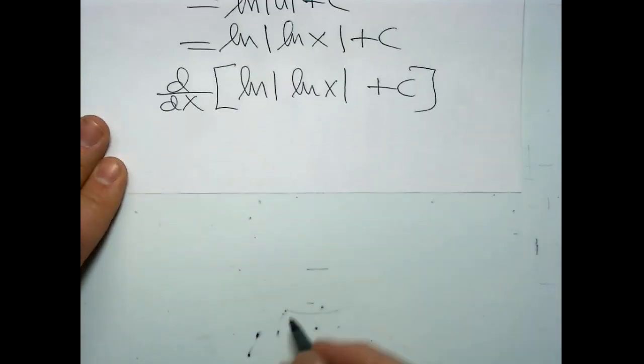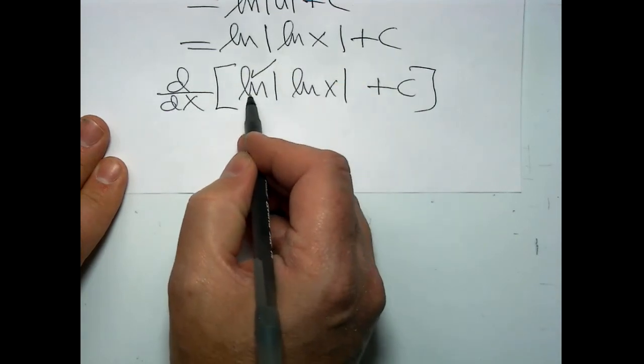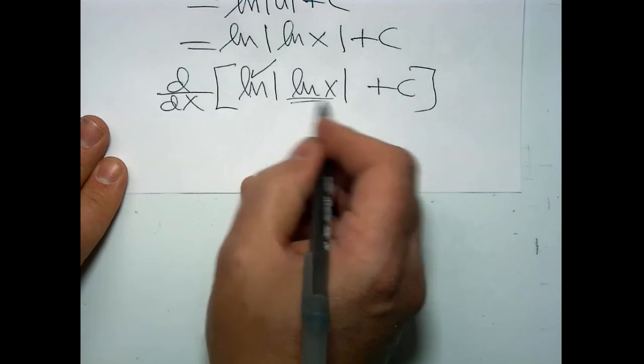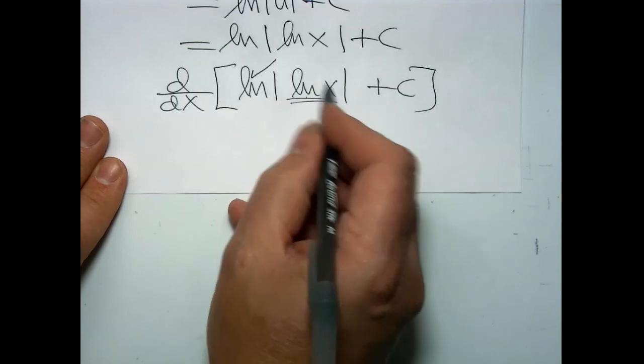Okay, let's do this, guys. Chain rule. Check off the natural log. What do you do when you take the derivative of the natural log? Isn't it true that it's 1 over the argument? And I do mean the whole thing.